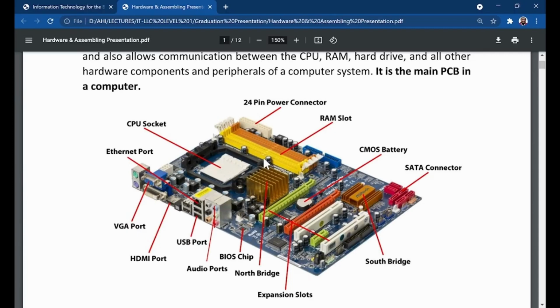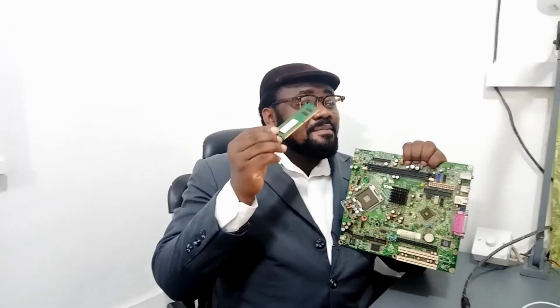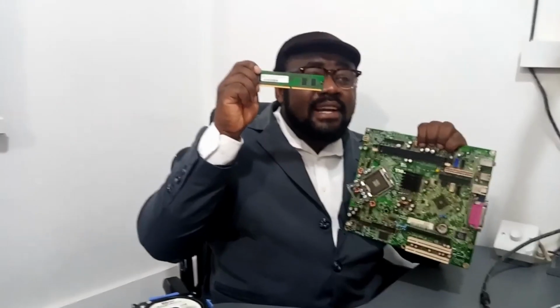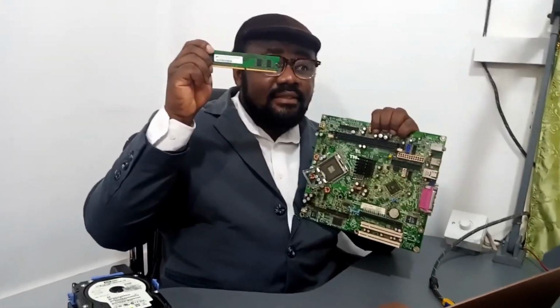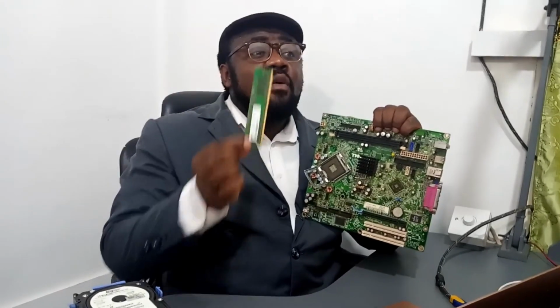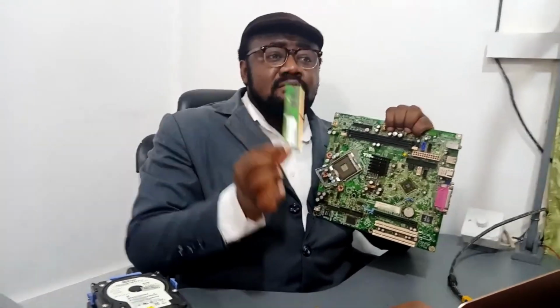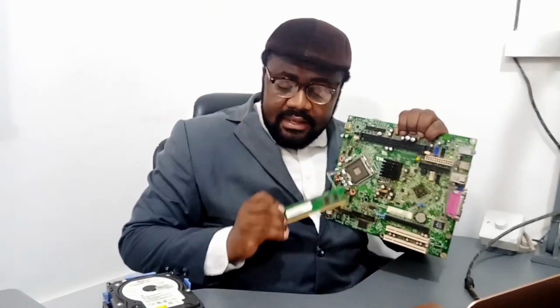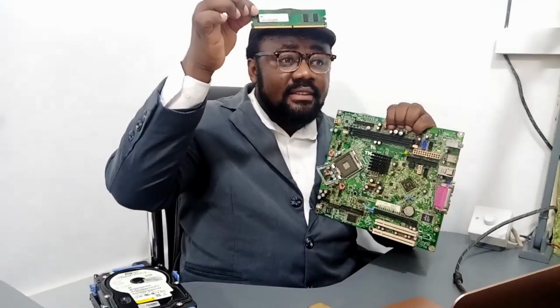Now, when we talk about computer memory, we need their storage capacities. Most memory sticks like this have 2 gigabytes of space. Some have 1 gigabyte. Most of them are 2 gigabytes. There are some 4 gigabytes. I have one that is 4 gigabytes, just one.